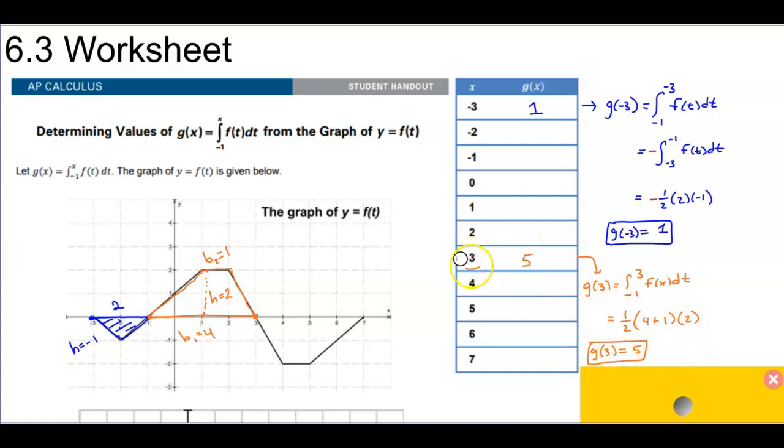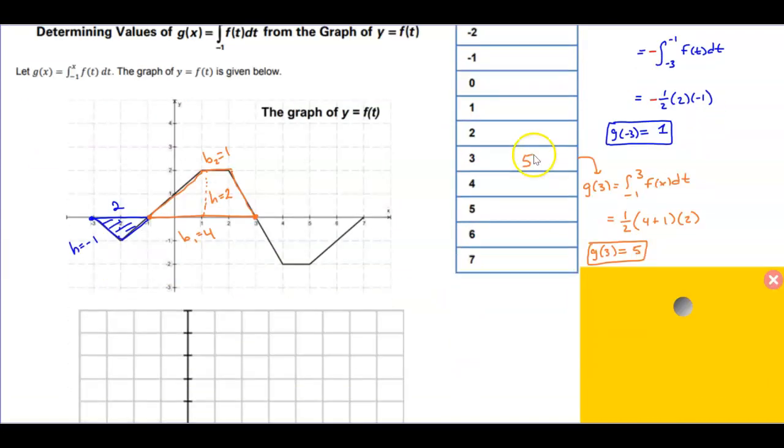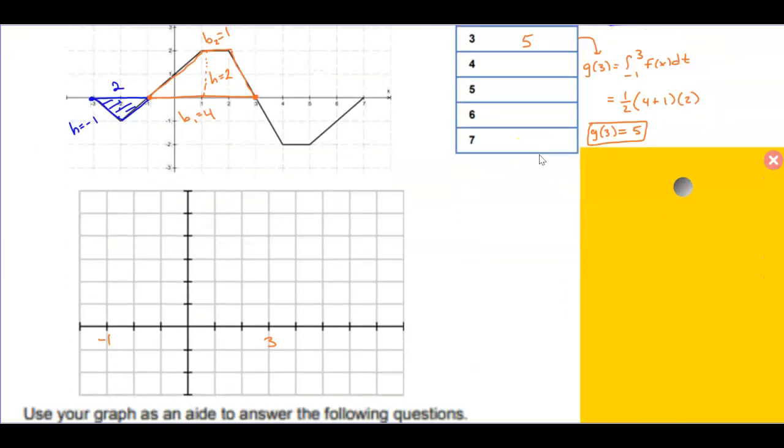Once you have this table filled out, your job is to take these points for x and g of x and graph them on the graph provided. So if we graph this, remember when x was -3, my output was 1. When x was +3, my output was up here at 5. And then I do like to label it. Remember, this is the graph of the function g of x.